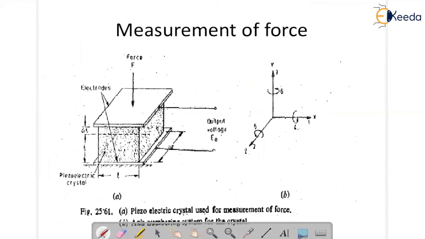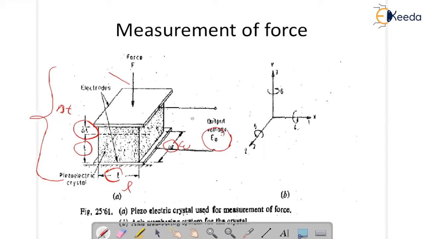And the very important thing that I'm going to enter here is the measurement of force using this particular piezoelectric transducer. How am I going to measure the force? For that, here I'm going to apply a force on this crystal. Let the initial thickness of the crystal be T, and delta T the change in the thickness of the crystal. W is the width of the crystal, and L is the length of the crystal. Here the output voltage, E naught, you are going to get across the crystal.